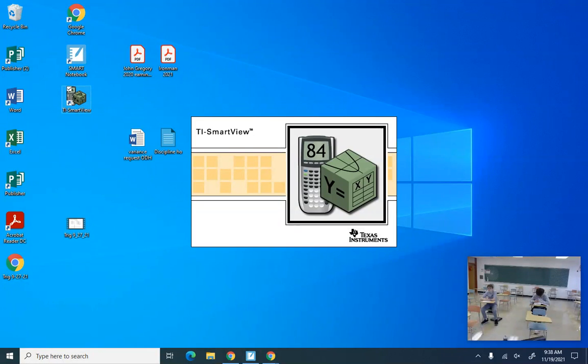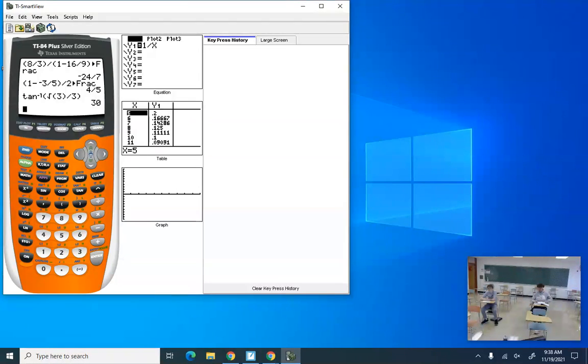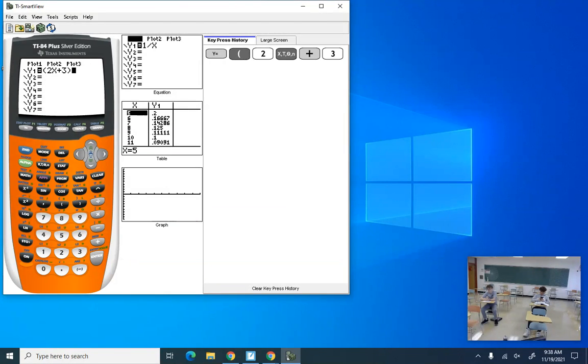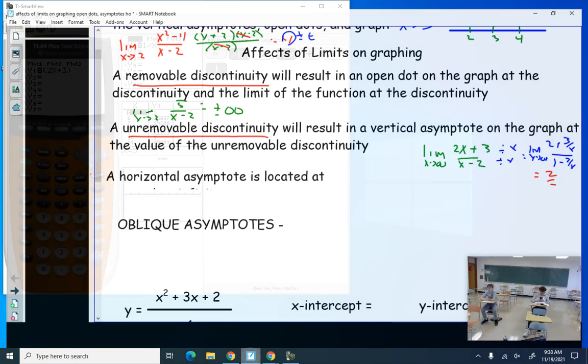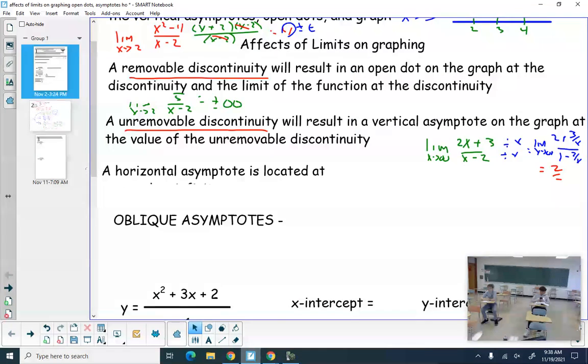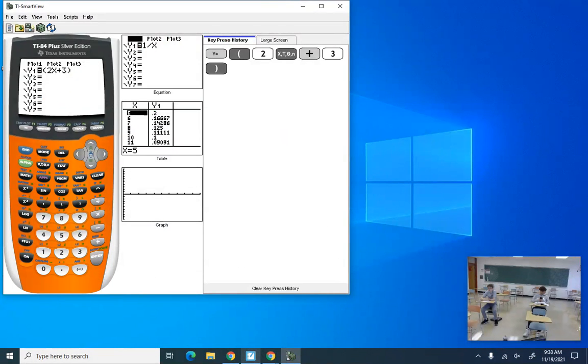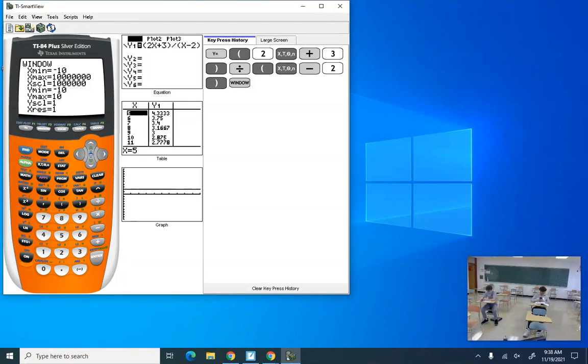Well, if we take a look at our graph, we have y equals the quantity 2x plus 3, divided by the quantity x minus 2. My window, I stretched it way out there.